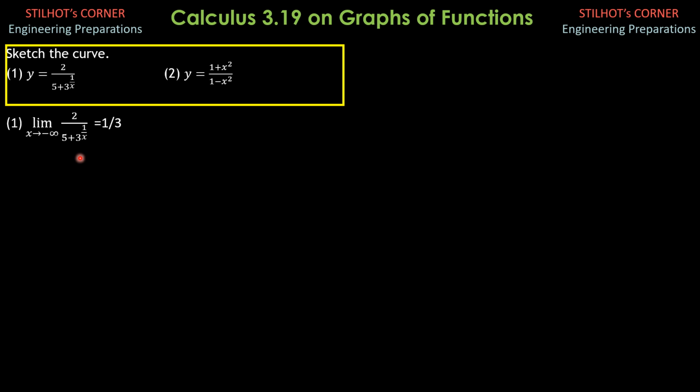Then the limit as x approaches positive infinity is 2 over 5 plus 3 to the 1 over positive infinity. 1 over positive infinity is almost 0. So 3 to the 0 is 1 again, plus 5 is 6. So 2 over 6 is 1/3.